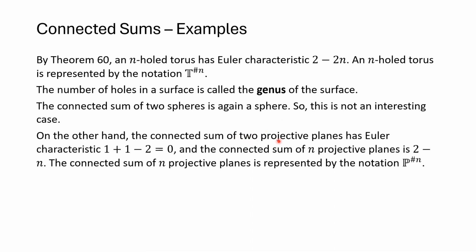If you connect projective planes together, you get an Euler characteristic of 1 plus 1 minus 2 equals 0, and you can keep doing that. So if you connect n projective planes, the Euler characteristic is 2 minus n, and the symbol for n connected projective planes is P hash n.